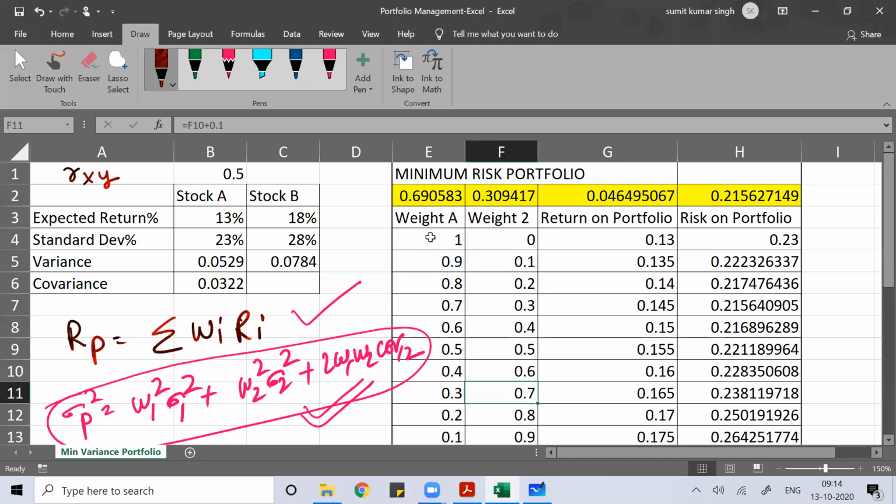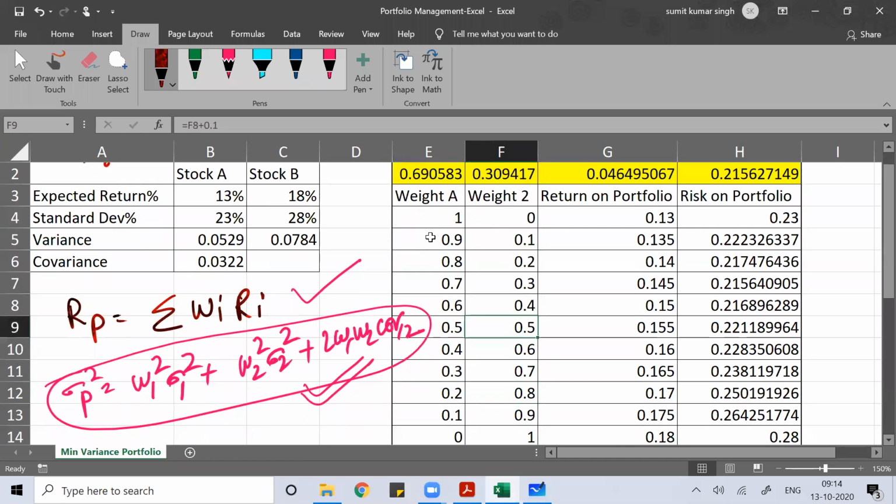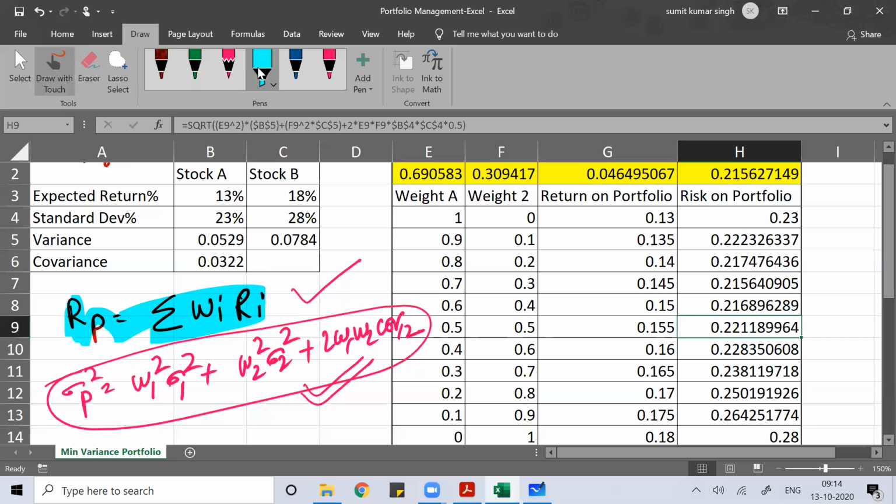By changing the weights on A and B, I am checking what return I'm getting and what the risk on the portfolio is. To calculate the return on the portfolio, you can use this formula. This is the formula for the return on a portfolio. While to calculate the risk on the portfolio, we use this formula.